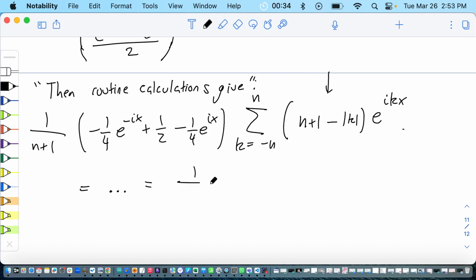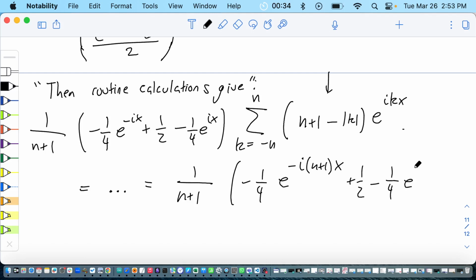equals 1 over n plus 1 times minus 1/4. What's left over at the end of the day after a whole bunch of things cancel? Well, you only have the most extreme terms shifted again by 1, plus a half minus 1/4 e to the plus i(n+1)x.